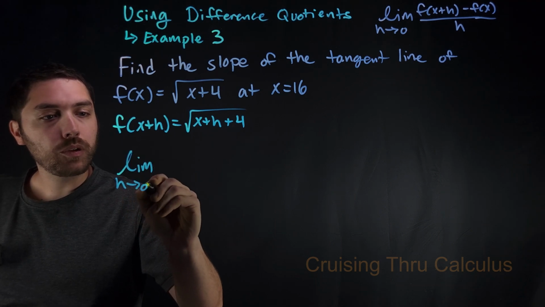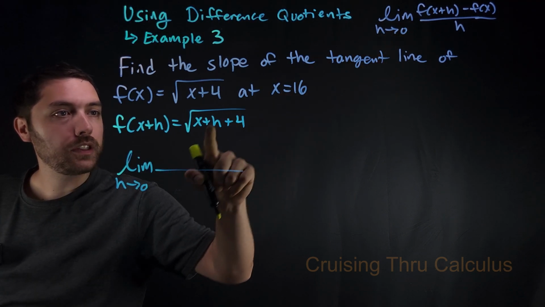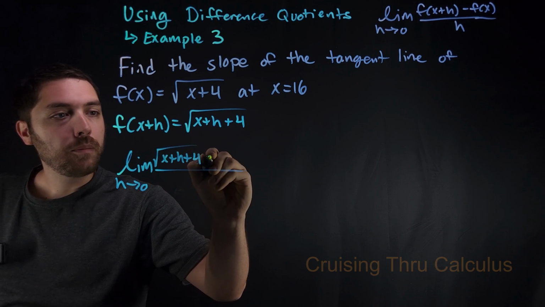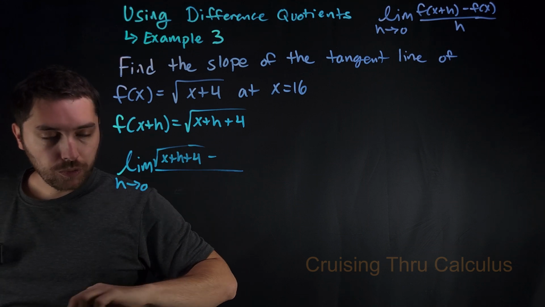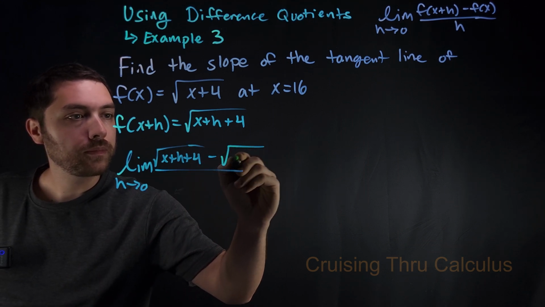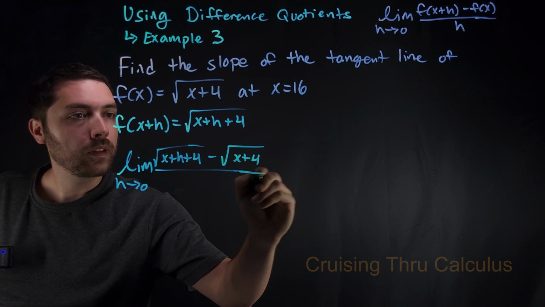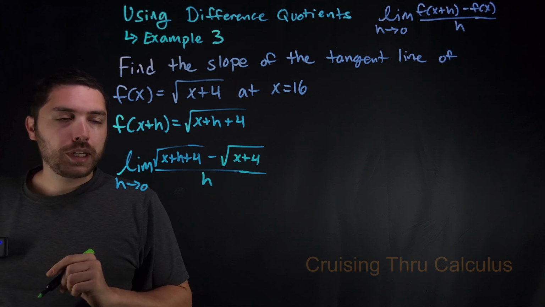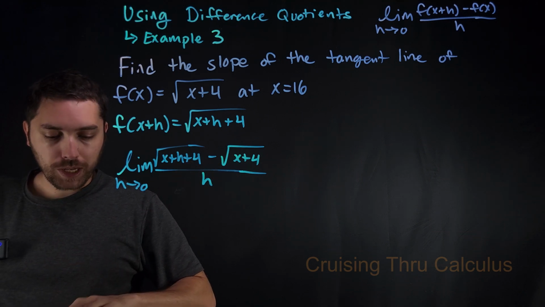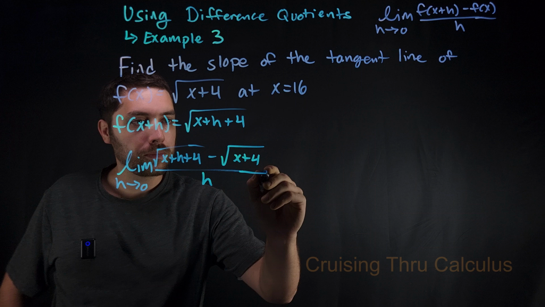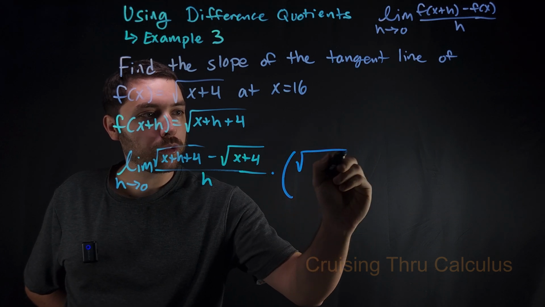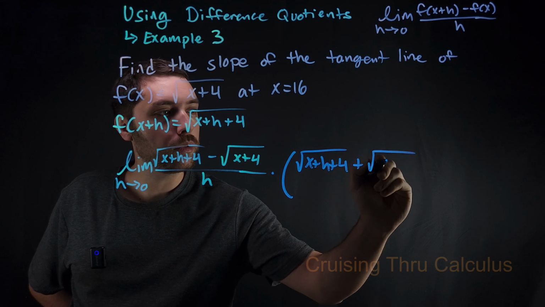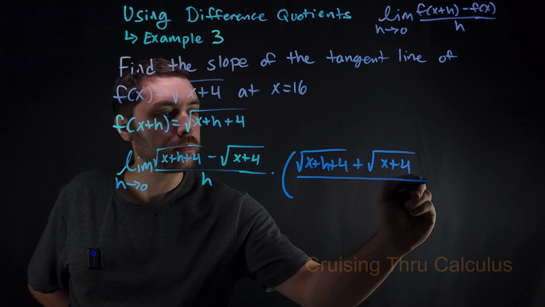So the limit as h approaches 0 of our first piece, the square root of x plus h plus 4, minus our second piece, which is the square root of x plus 4, all over h. All right, remember your limit training. When you see square roots, you have to multiply by the conjugate. So let's do that here. Let's multiply by the square root of x plus h plus 4 plus the square root of x plus 4.